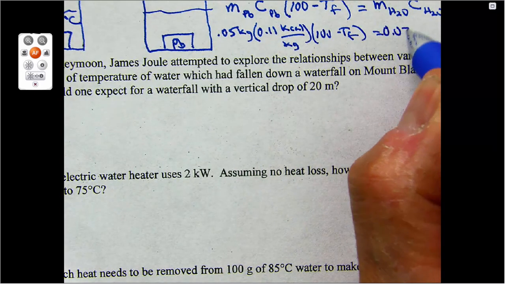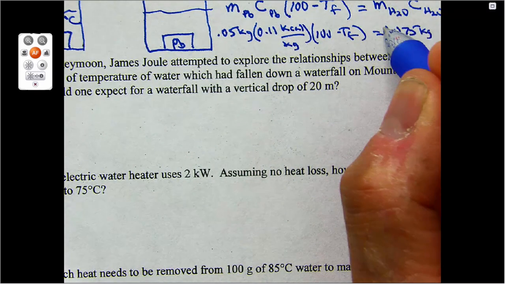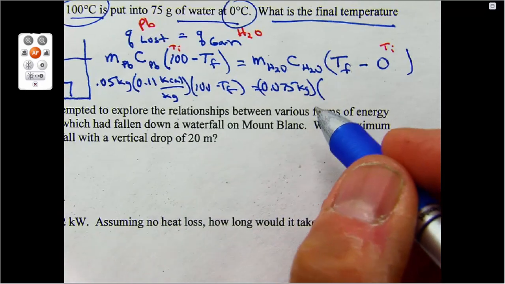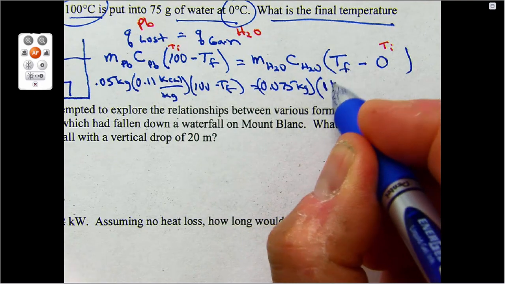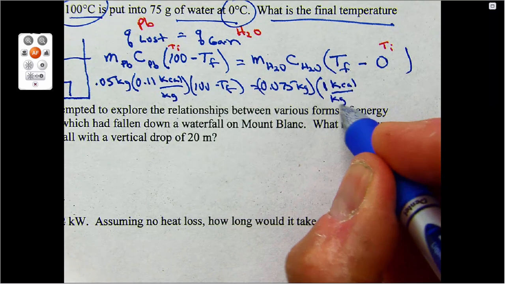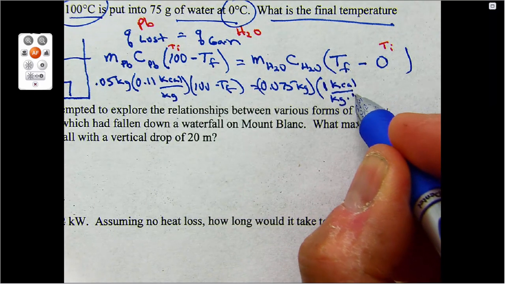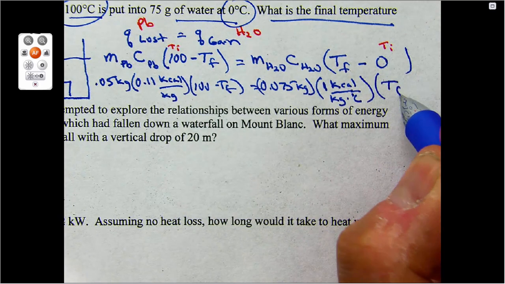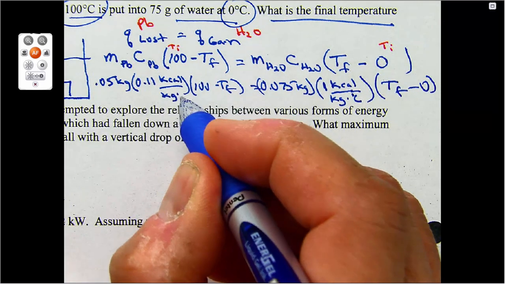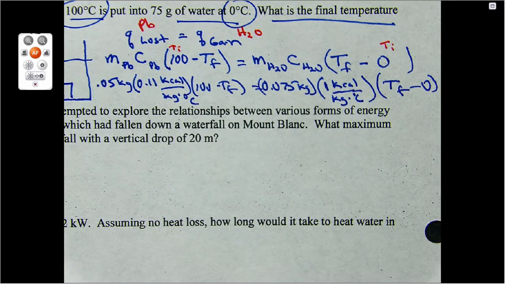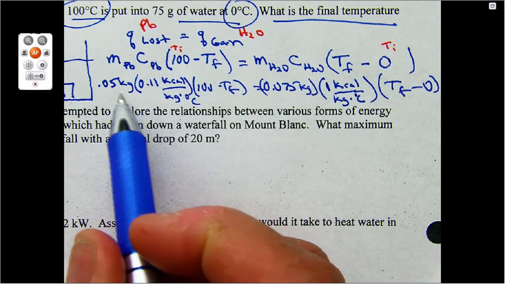equals 0.075 kilograms times 1 kilocalorie per kilogram degrees Celsius, and T final minus 0. I didn't put degrees Celsius down here. So now let's distribute this through.